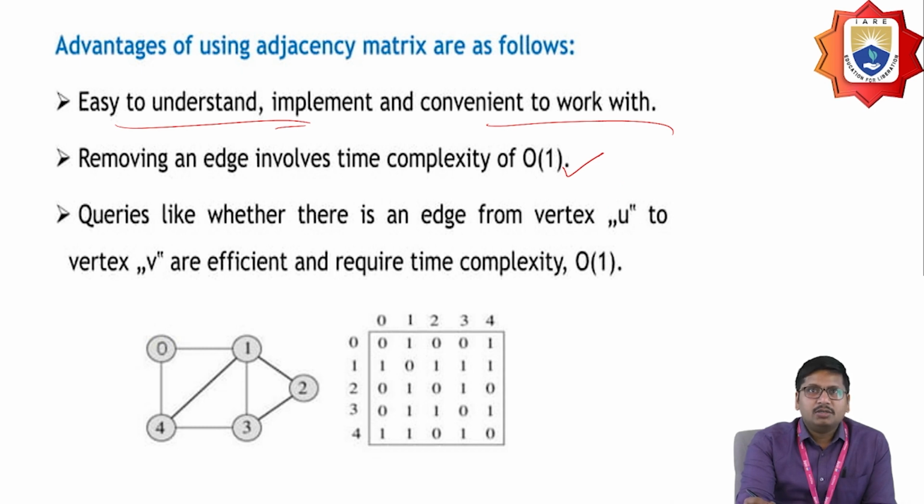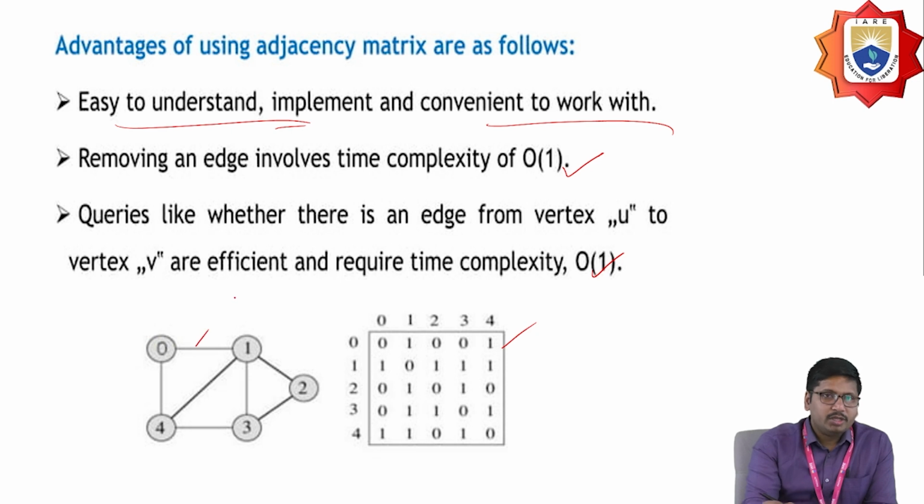So queries like whether there is an edge from vertex U to vertex V are efficient and require a time complexity of O(1). If I have a graph like this, it is represented in the form of rows and columns, and the adjacency matrix is filled with values of zeros and ones. If there is an edge between two vertices, it should be 1 here. Otherwise, if there is no edge between them, I can represent it as 0 here.